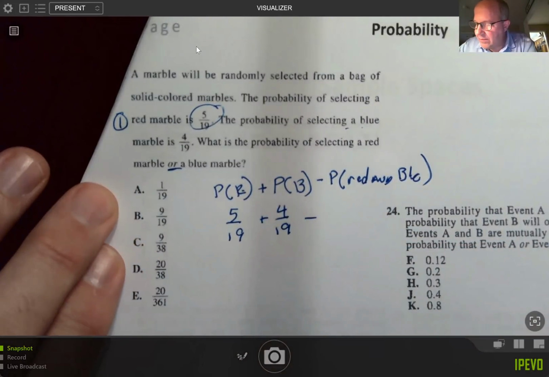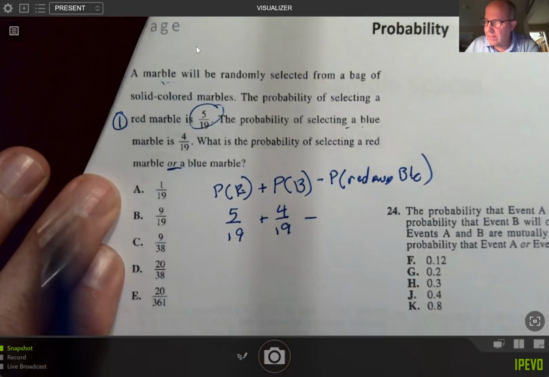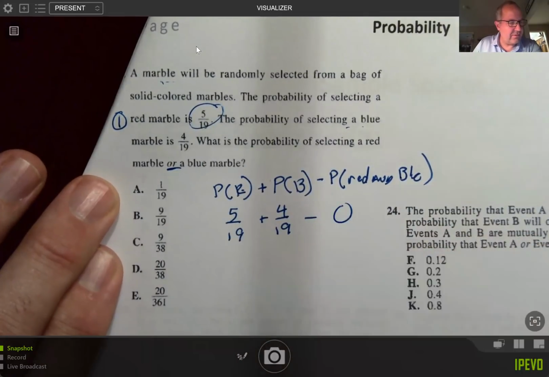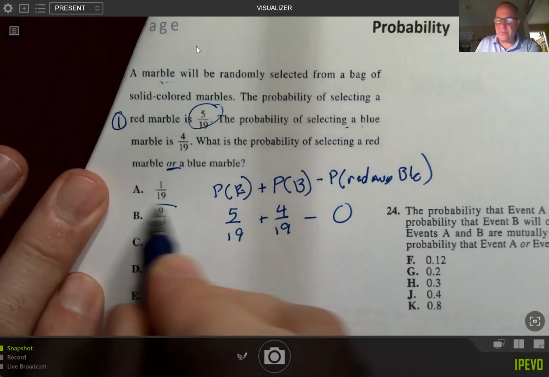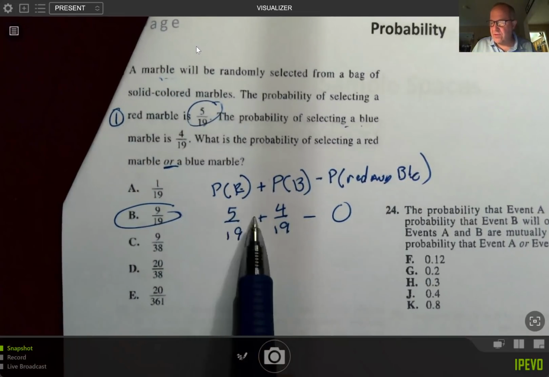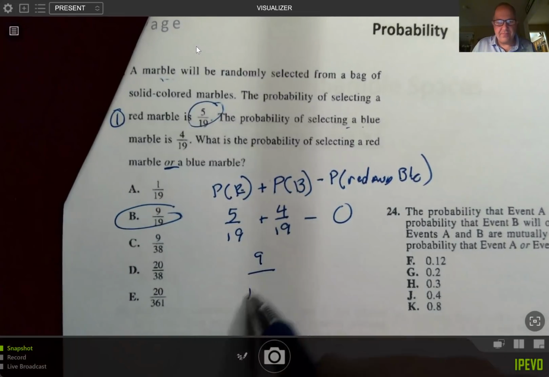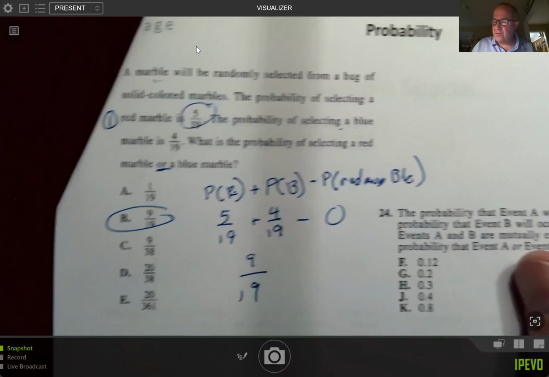Is there an overlap? I think there's no marbles here that are both red and blue, so we'd be subtracting 0. Well, when we add these things up on our calculator, we get letter B. And again, I think we could have added this in our heads too, right? 5 plus 4 is 9. 9/19. Might be quicker that way. All right. Here's number 24.